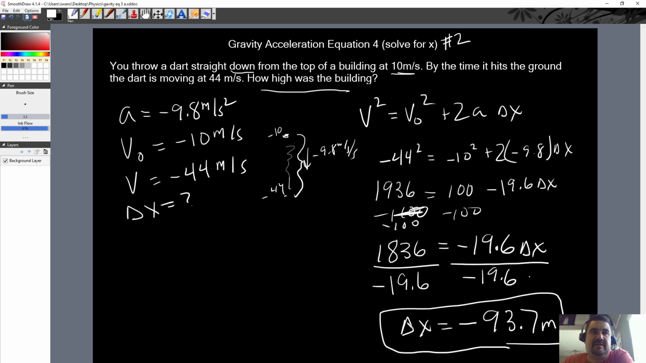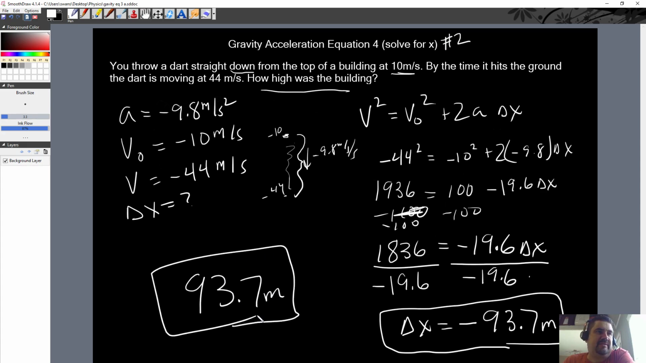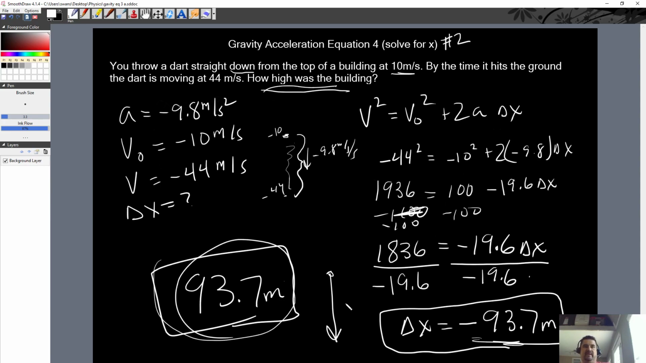So that's the change in position. Although, since they asked you how high the building is, you could technically answer 93.7 meters and you would get the correct answer as well. They didn't ask for the change in position of the dart, which was negative, and it changed position downward. They're asking for the height of the building, which would normally be given as a positive number, not a negative number. So it's fine either way.